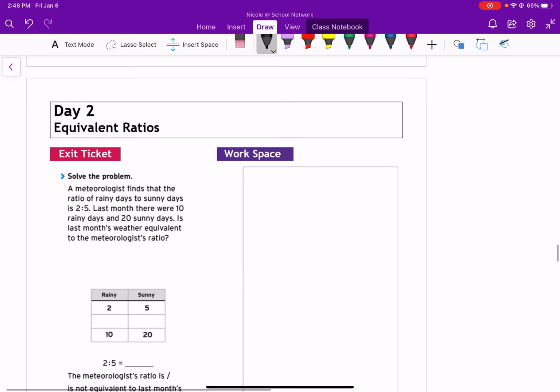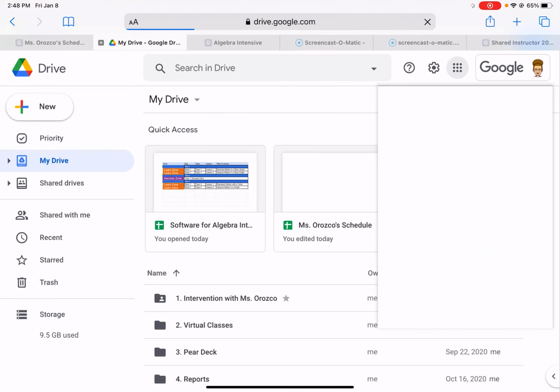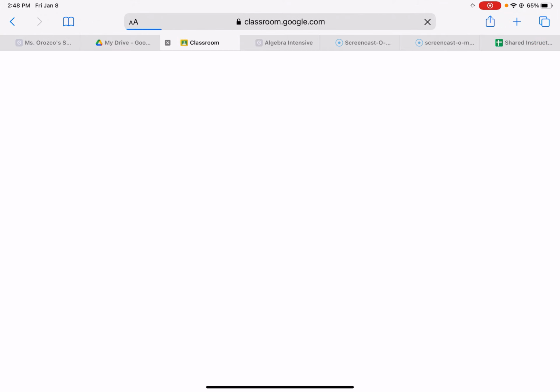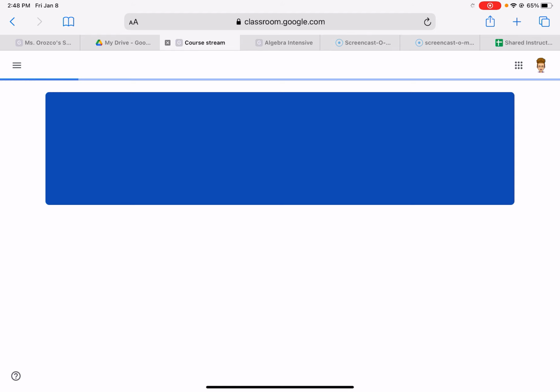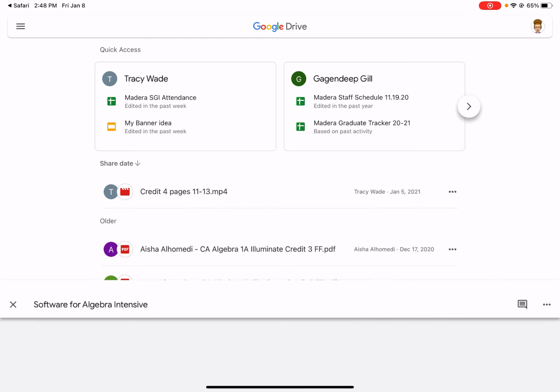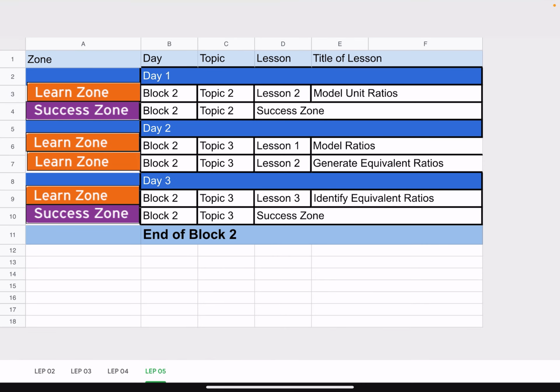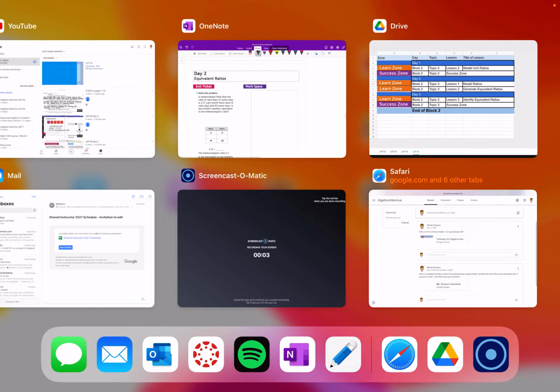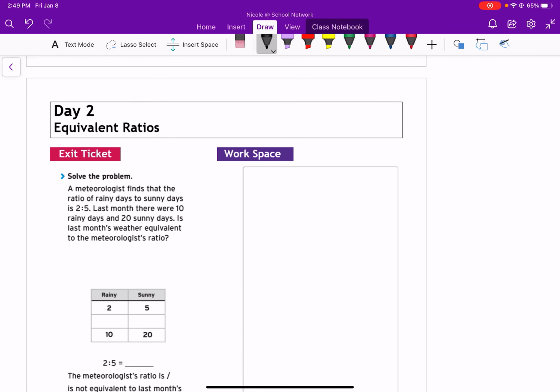I do want to go over day 2's software. So let's go to Classroom and check out the software. So Algebra Intensive. The software is right on the stream right here. We're in LEP 5, so go to that tab. So day 2 is topic 3, lesson 1 and topic 3, lesson 2. So just the next 2 lessons, complete those in software, and then I will meet you back here for day 3 of LEP 5. So awesome job. Remember to do all the software and the packet.